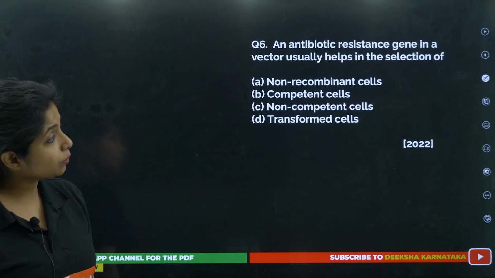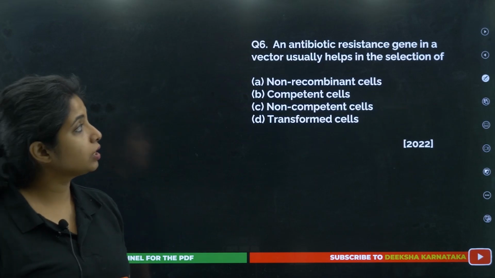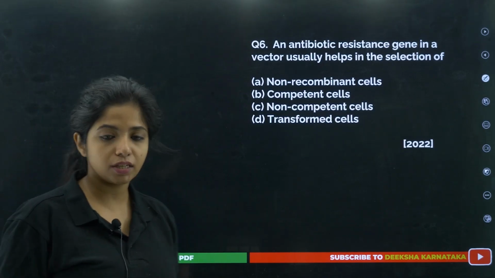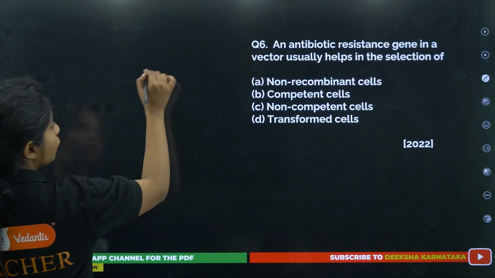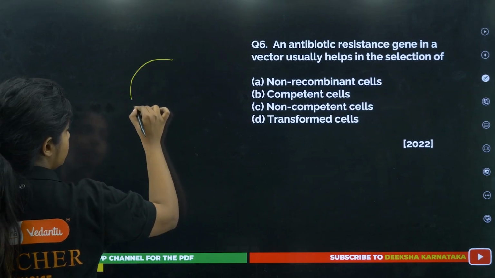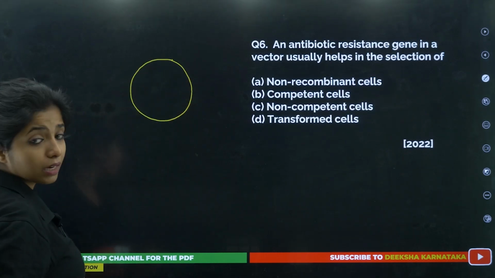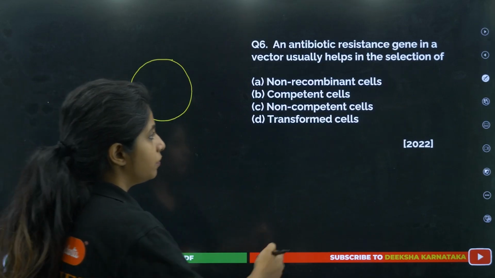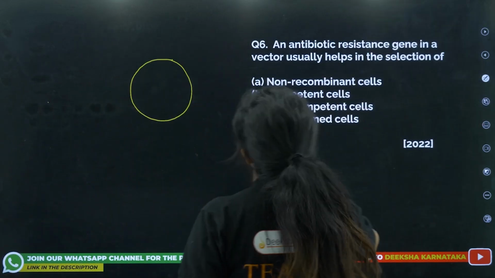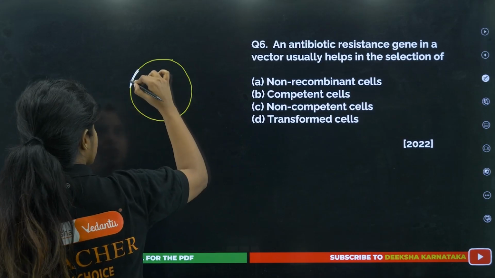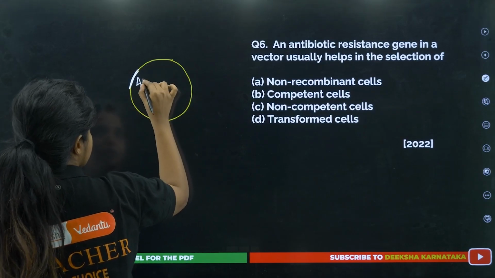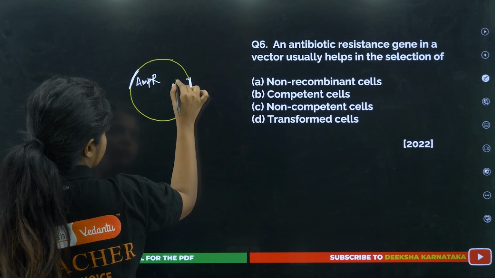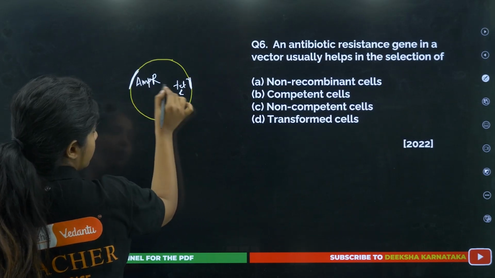An antibiotic resistant gene in a vector usually helps in the selection of what? For example, I have a plasmid vector. A vector is something that will transport my gene of interest. In this plasmid vector, which belongs to a bacteria, I have an antibiotic resistant gene, for example, ampicillin resistance, and I have another one, tetracycline resistance. Both of them are antibiotics.